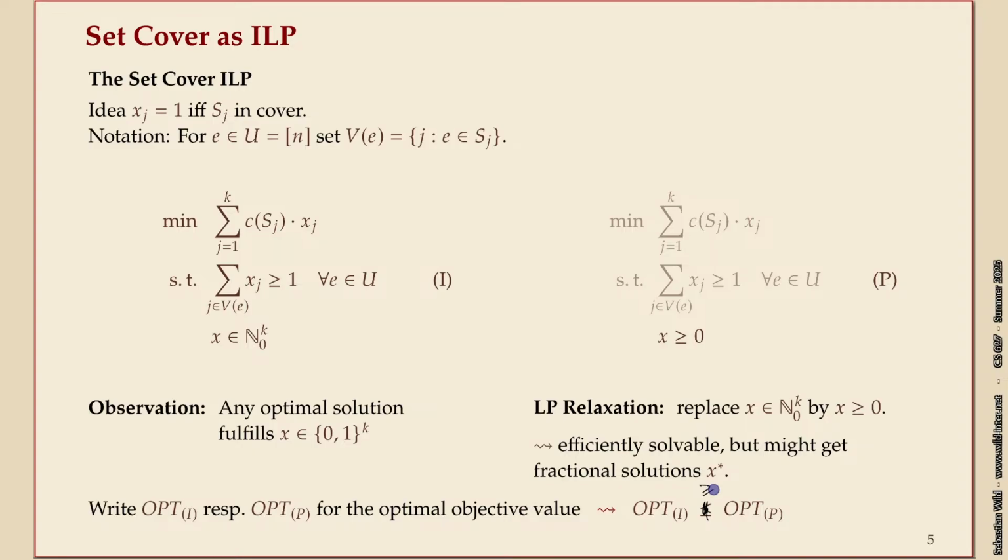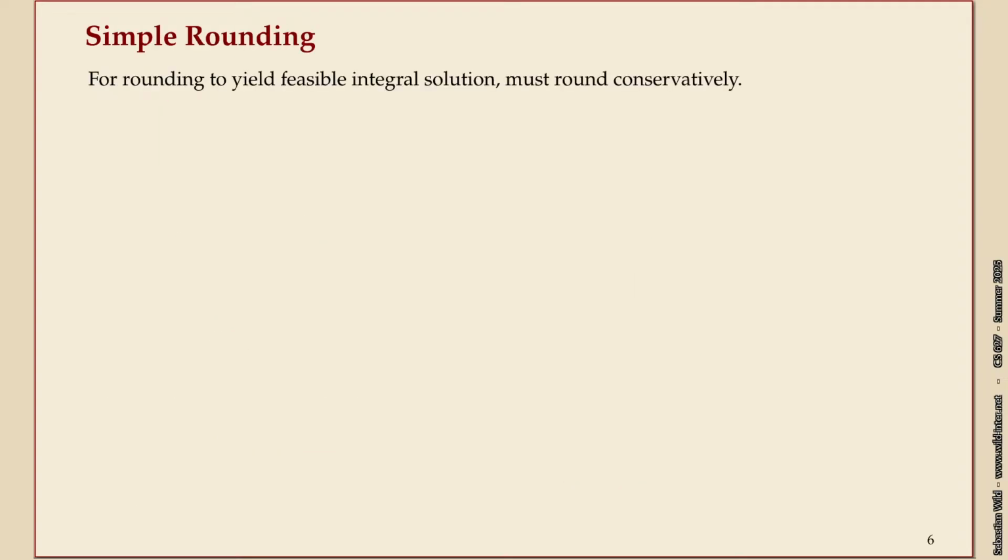We're minimizing. So this is only going to be better than the integral problem. So we get a lower bound on the optimal solution. How do we make use of that? One option is to just round so conservatively that we're going to guarantee the solution is a feasible solution for the integral, for the integer linear program.